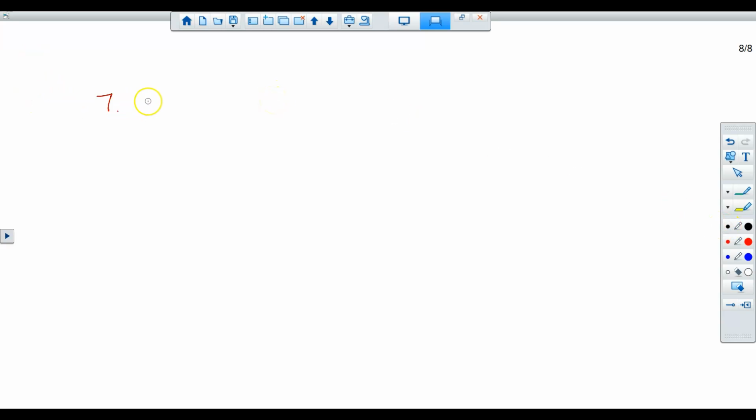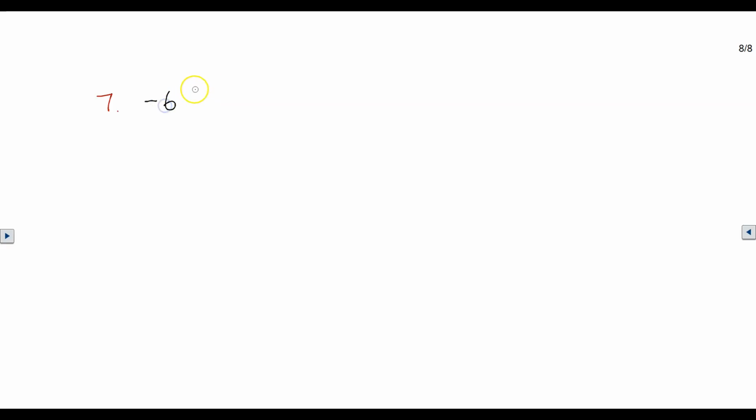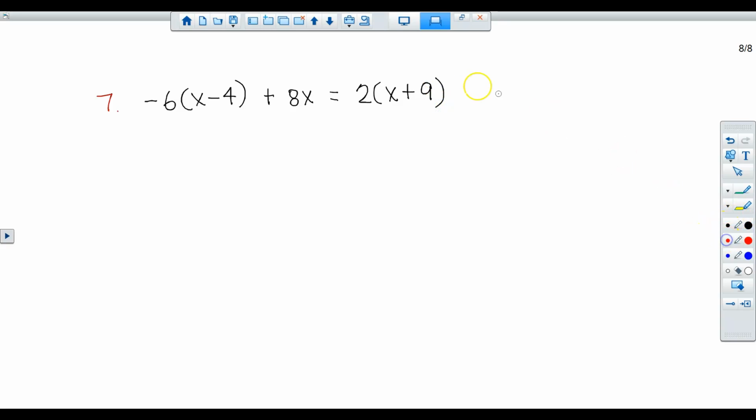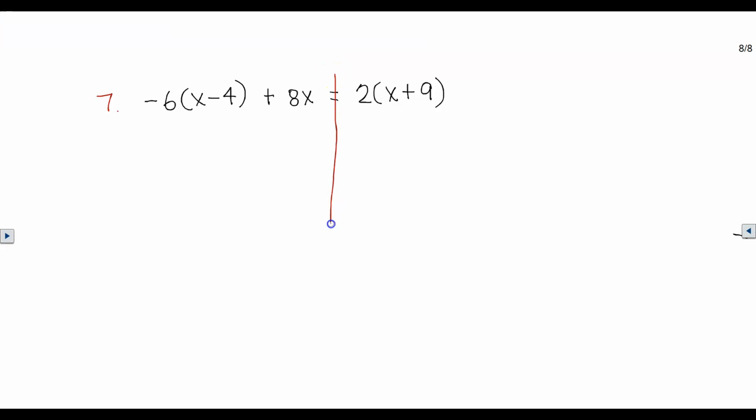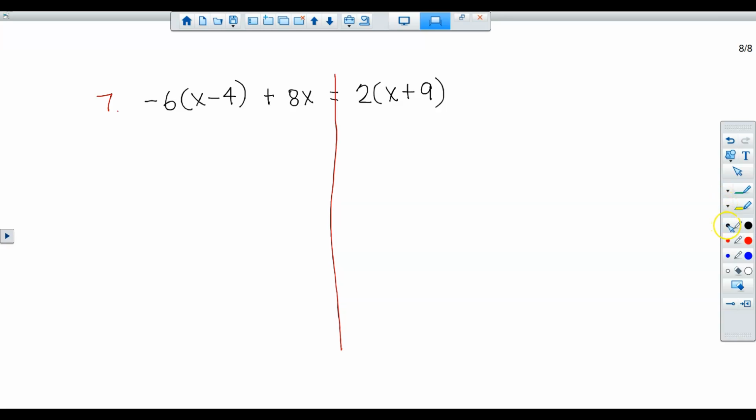So for this one, we're going to do a negative 6 times x minus 4 plus 8x is equal to 2 times x plus 9. Line through the equal sign, pause the video, and give this one a try.